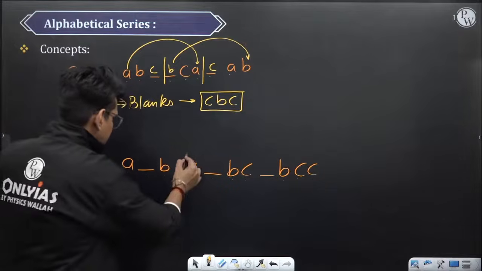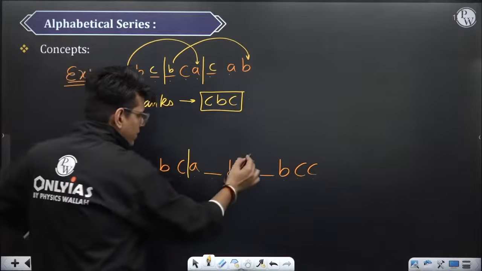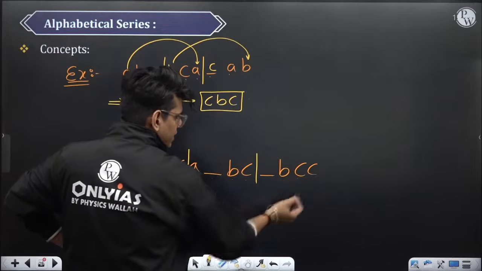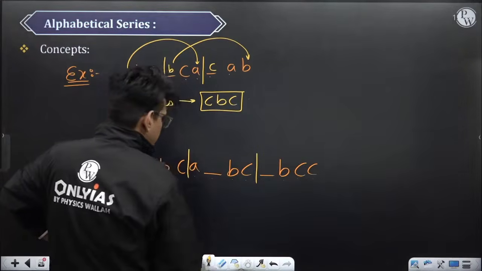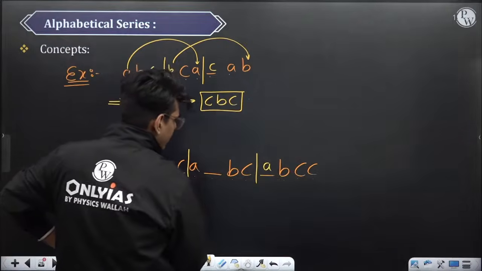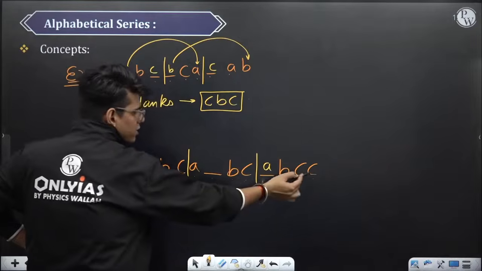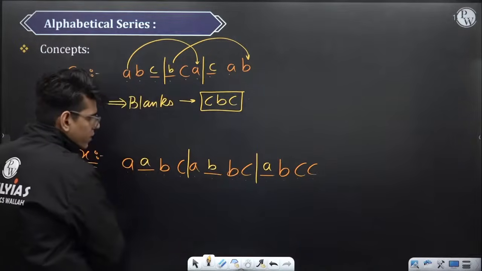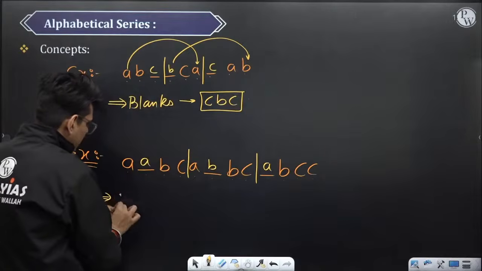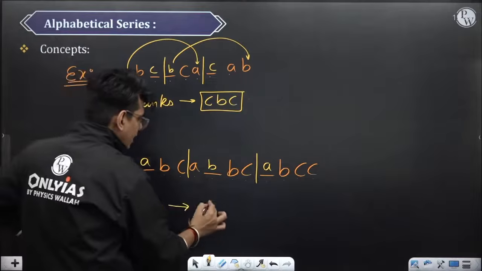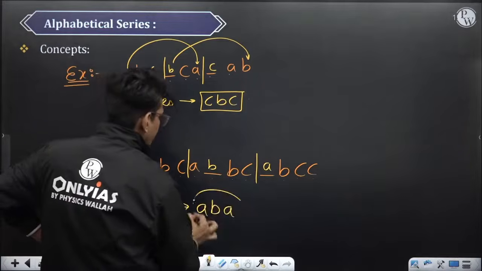This is 4 parts, right? Now here I am seeing a pattern CC, right, in the end. So if A is missing, I can write A here, right? Similarly, if I follow this pattern CC, I can write here BB. Here I can write AA. So this is also following a pattern. So blanks can be A, B, A.